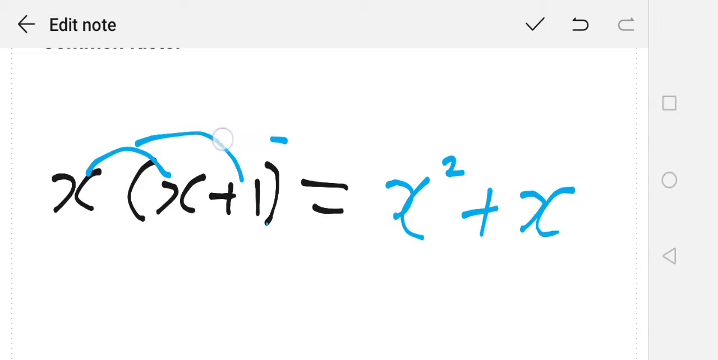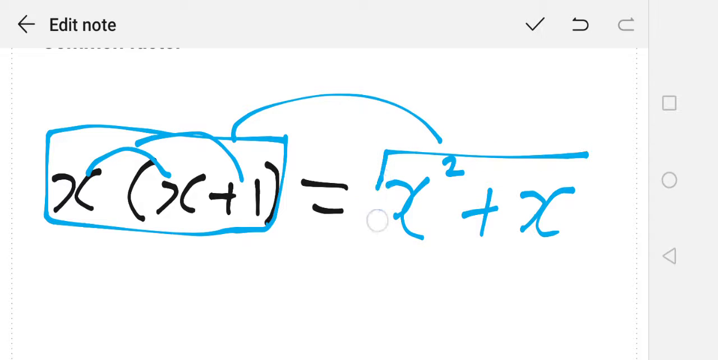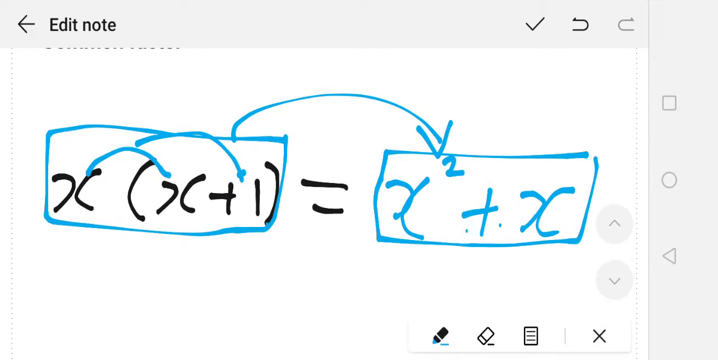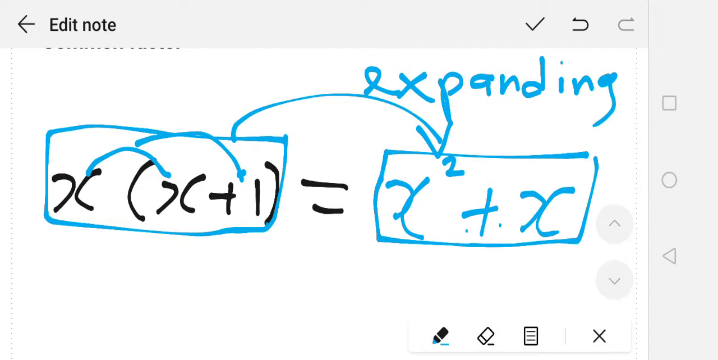So now we realize that moving from this point over here to this point over here, you have expanded your expression to form this product over here. So now the process of moving from here to here is expanding. This is the name of the process, or expansion.